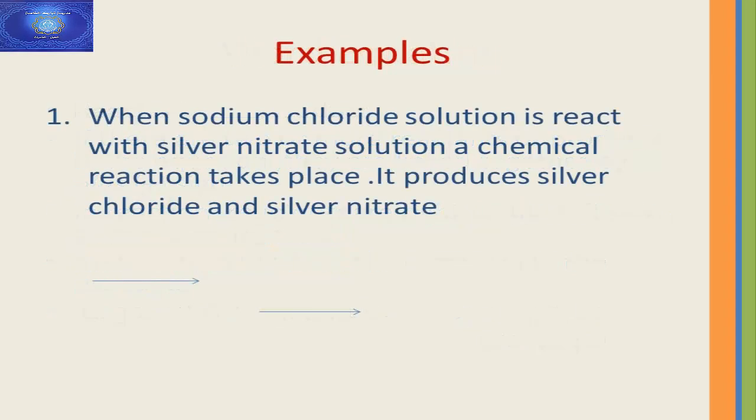Now there are some more examples. When sodium chloride solution reacts with silver nitrate solution, a chemical reaction takes place. It produces silver chloride. So you have to write the equation. Hope all of you keep your textbook and notebook with you. Right now, what can you write? Tell me. Sodium chloride and silver nitrate are reactants, isn't it? So we write this on the left side of the equation. Then what is the product? Silver chloride, isn't it? So that we write on the right side.